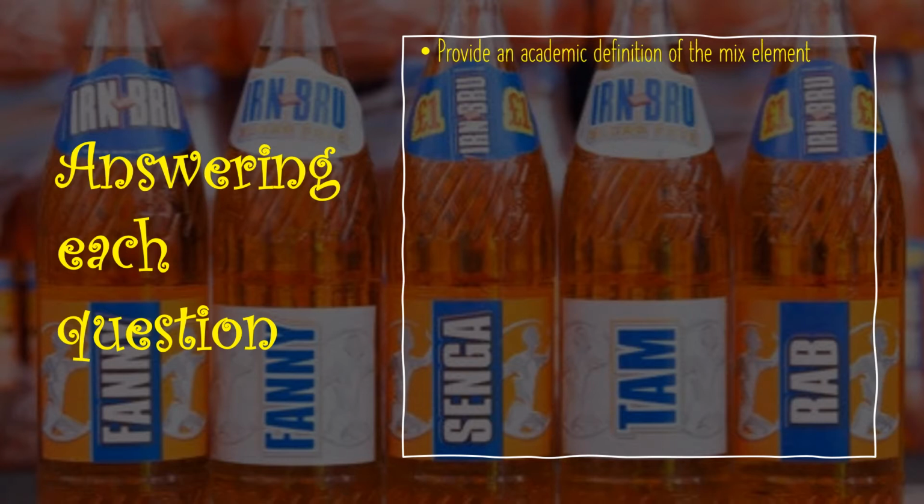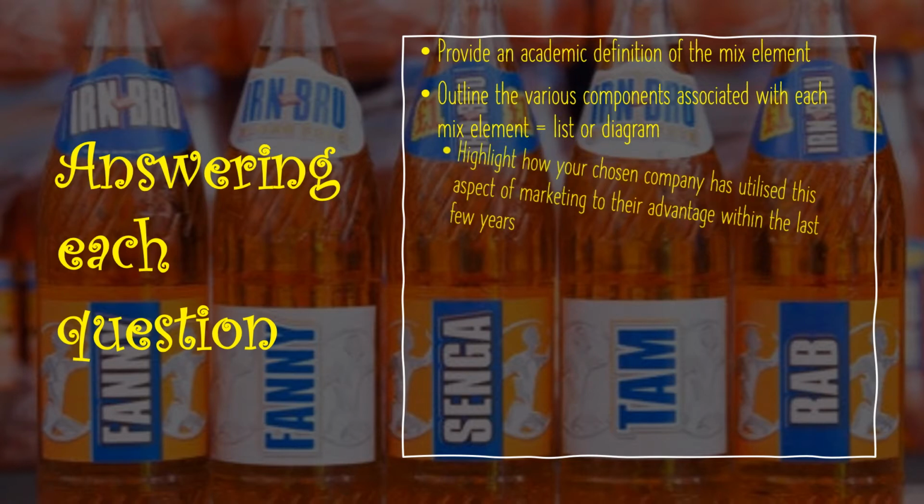That's it. So I want an academic definition, right? I want it referenced. Then you've got to tell me, if we're talking about product, what are the components of product? Now, this can be a list, it can be a diagram, you don't have to explain them all. What you're saying is, look, these are all the things that come within the product element or the price element or promotion, etc. And they're just standard.